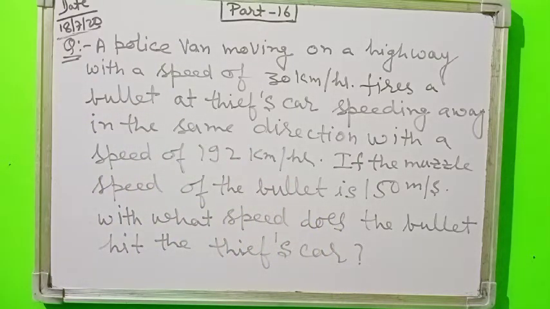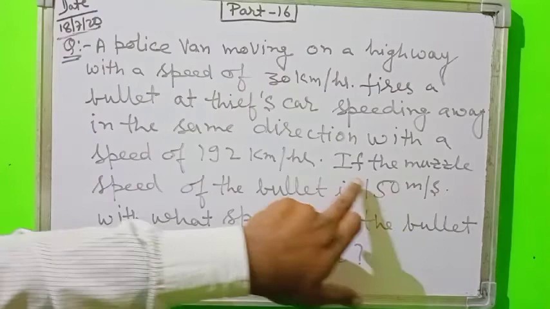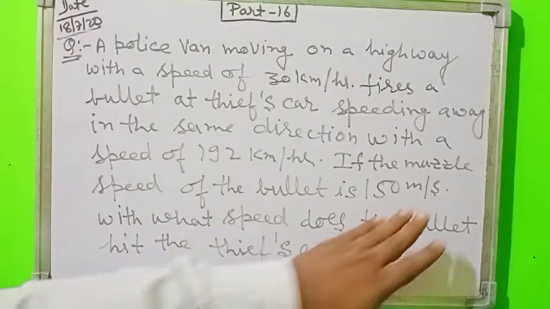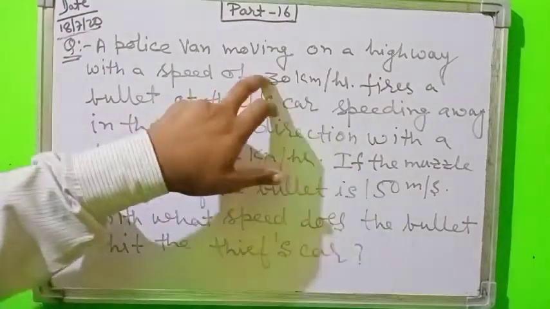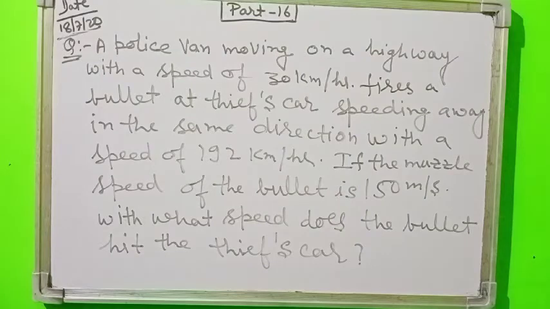The thief's car is speeding away at 192 km per hour, and the police van fires a bullet at the thief's car. The net speed of the bullet can be calculated with the 30 km per hour plus the muzzle speed of the bullet, which is 150 meter per second, so you have to convert 150 meter per second to kilometer per hour. This plus this is the net speed of the bullet. With what speed does the bullet hit the thief's car? You have to find the speed of the bullet with respect to the thief's car. Clear, students? So we are going to solve this question.